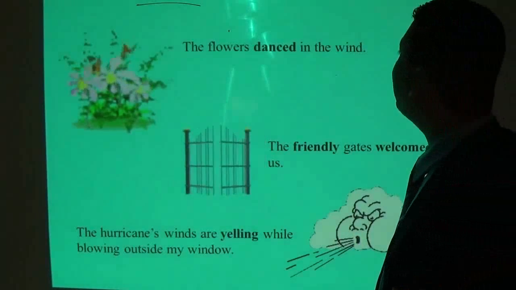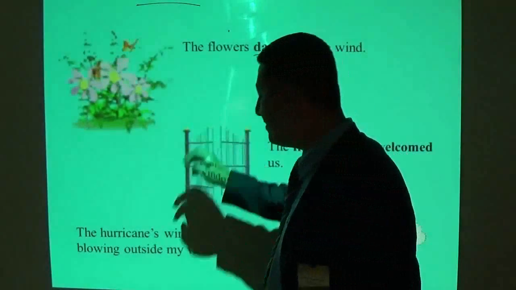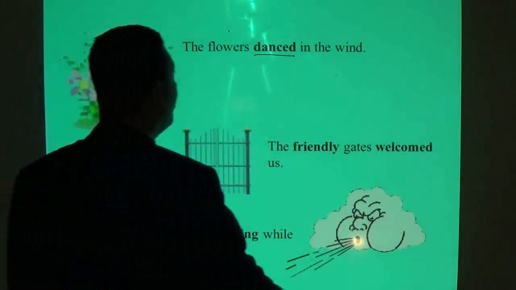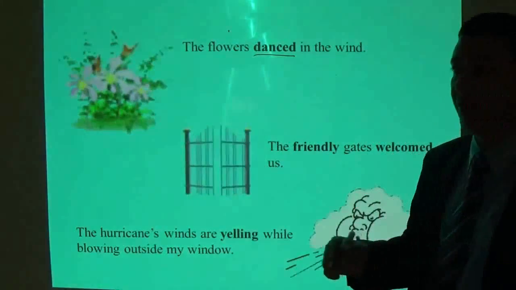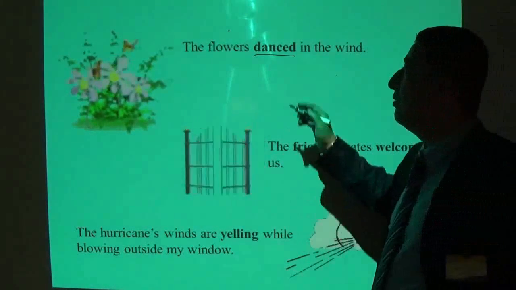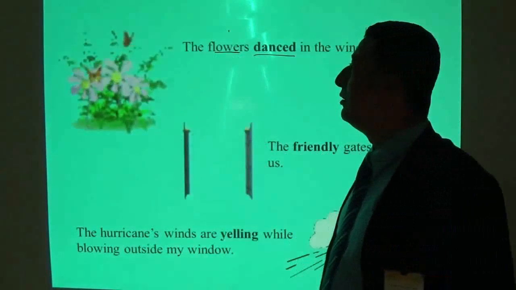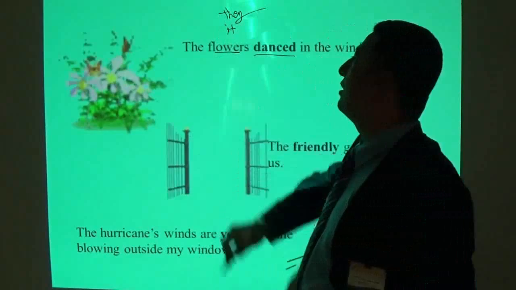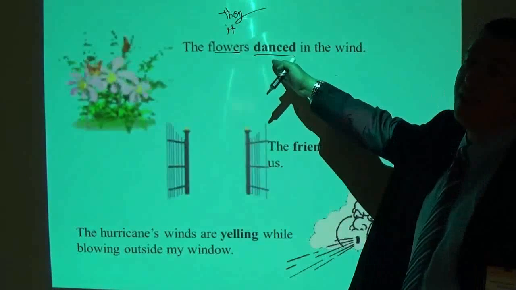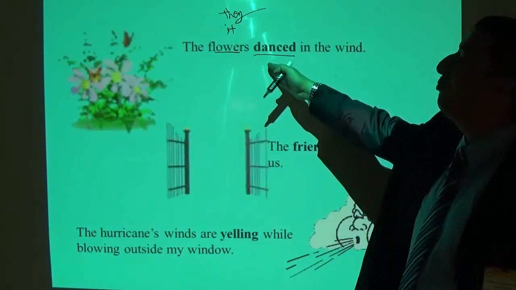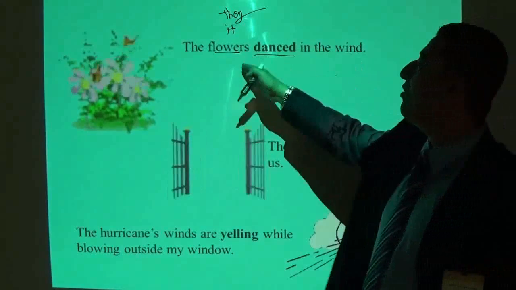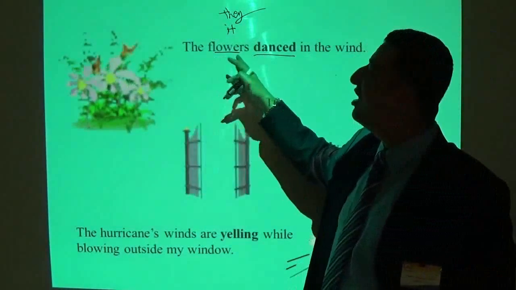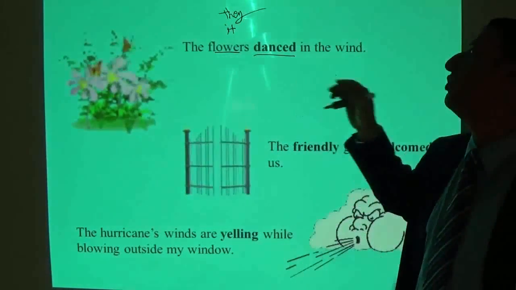The flowers danced in the wind. This is called personification. What is the meaning of dancing? Dancing means someone dances. But the flowers here are not a person; dance is an action of a person. In the wind. The flowers danced in the wind. This is dance, human, and this is non-human. This is called what? Personification.